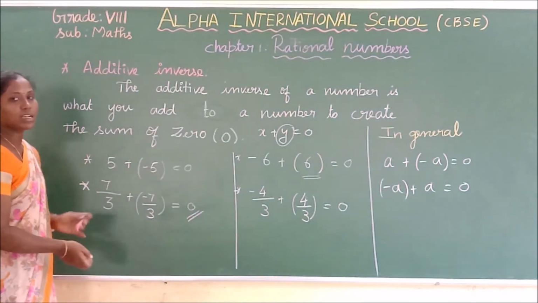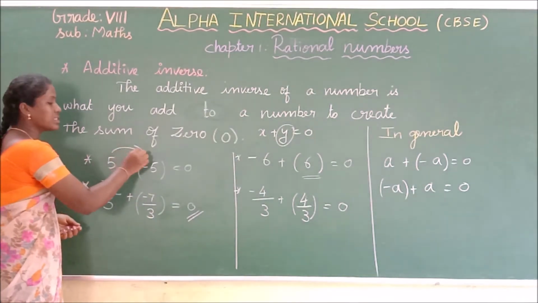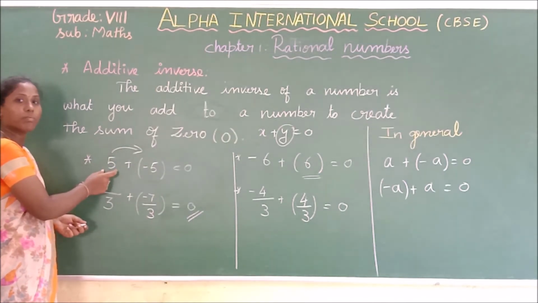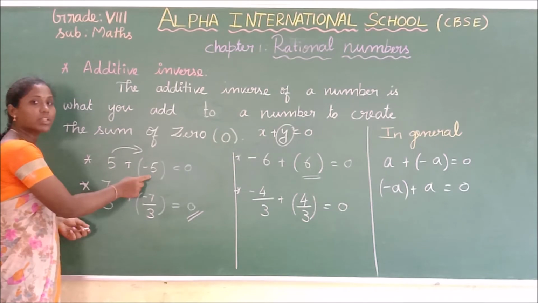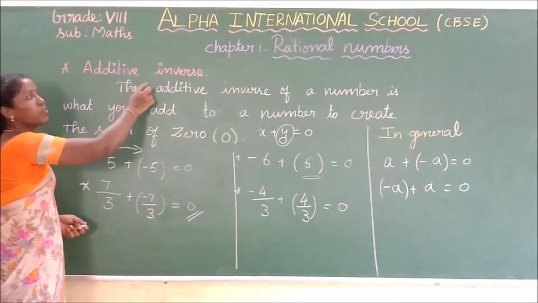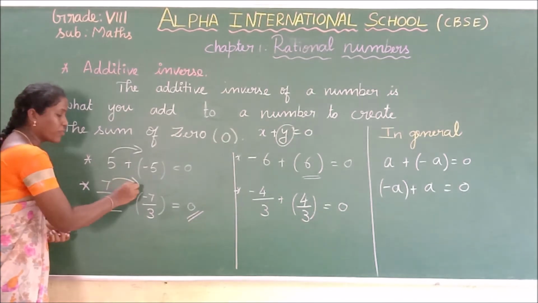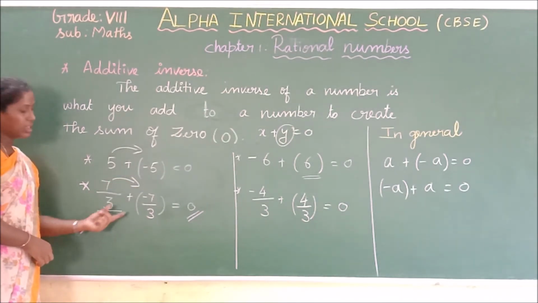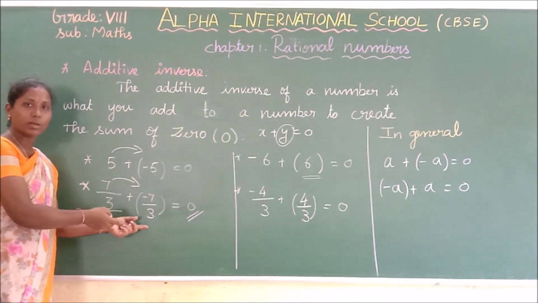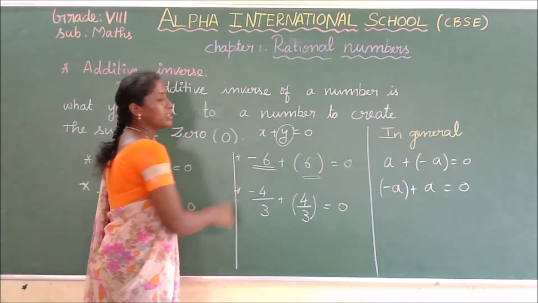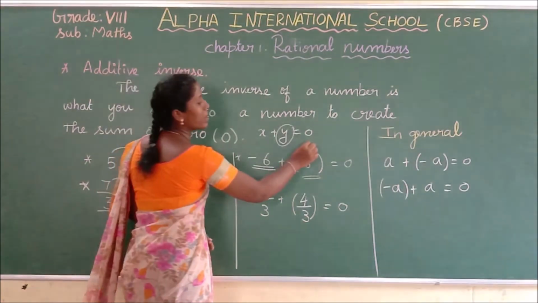So what is the conclusion? See, this is the negative of the number. What is the negative of the number 5? Minus 5. So the negative of a number is itself the additive inverse of the given number. For any number, the negative of the number, like 7 by 3, also gives the result 0. What about here? It is minus 6. Think about minus 6.